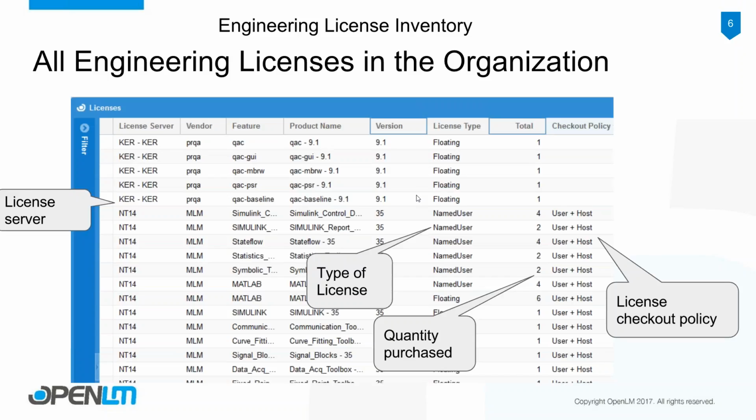This is the licenses report. It shows you all the engineering licenses in the organization. Each line represents one feature, which can be a complete software package, an add-on, or it can even be a tool. You can see everything that you need to know about the license, the server from which the license gets pulled, its type, the quantity you've purchased, and the license checkout policy that you define in the license agreement.